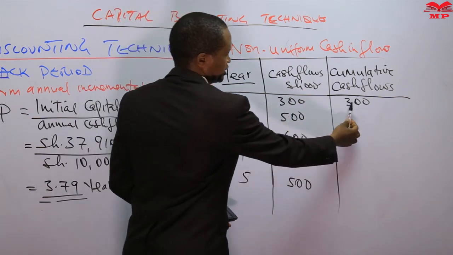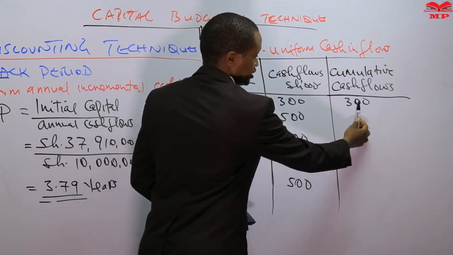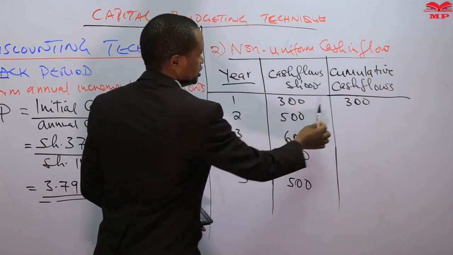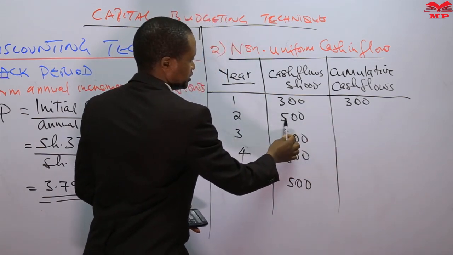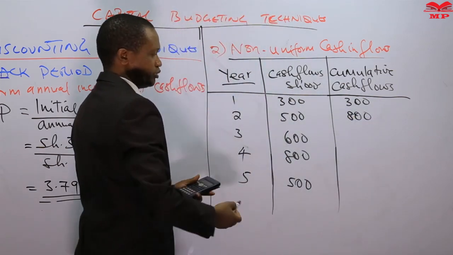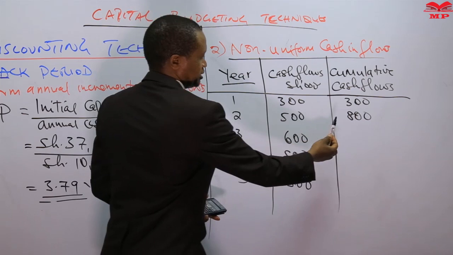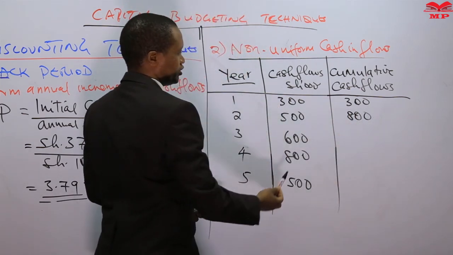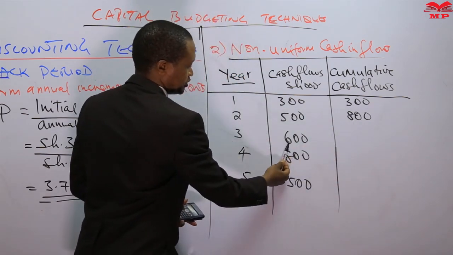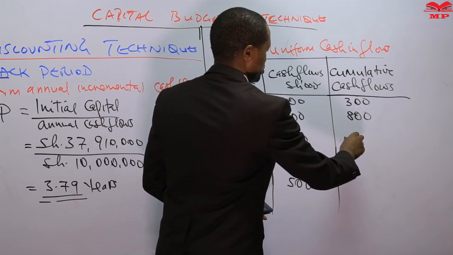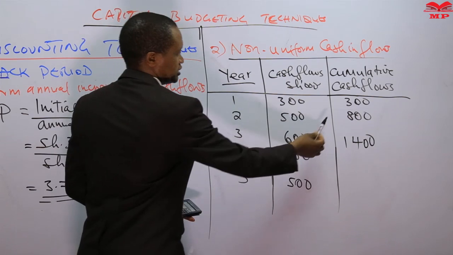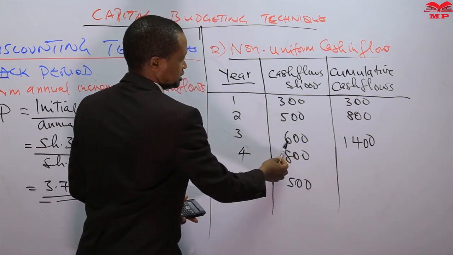The company will have recovered at the end of year 1, 300,000. At the end of year 2, the company will have recovered 500,000. So 300,000 plus 500,000 is equal to 800,000 cumulative. That is at the end of year 2. At the end of year 3, we will have the 800,000 plus 600,000, which is equal to 1.4 million. That is 800 plus 600.